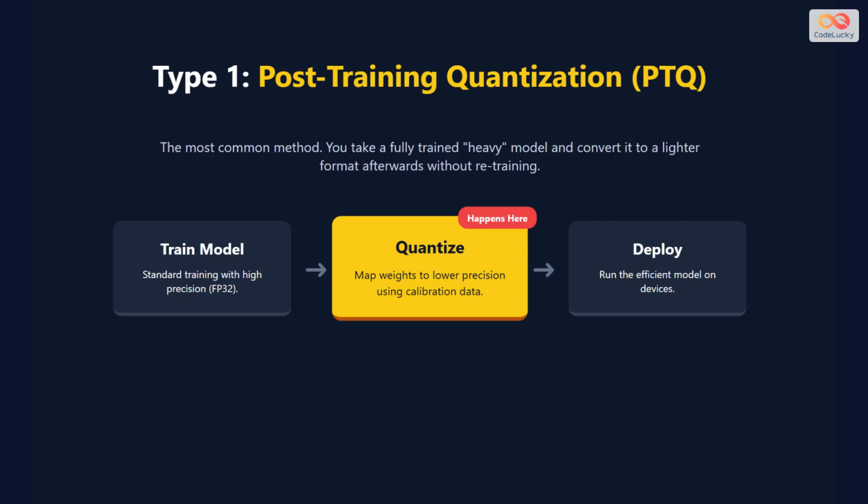There are 2 main ways to apply this. The first is post-training quantization. This is the easiest method. You take a model that has already been fully trained and you convert its weights to a lower precision. It requires no retraining, making it very popular for deploying models quickly.